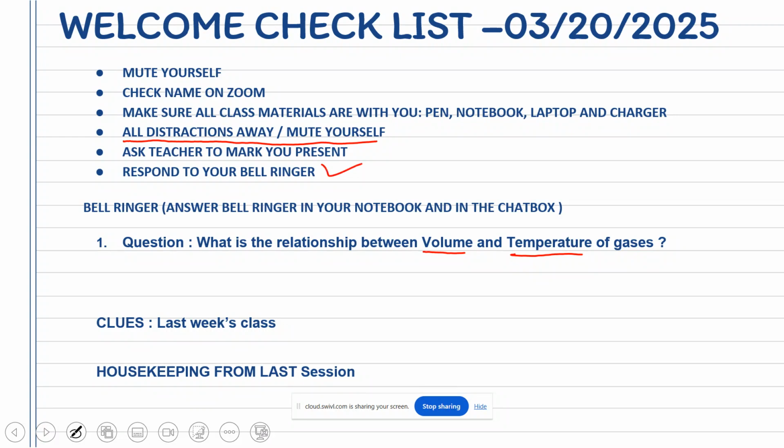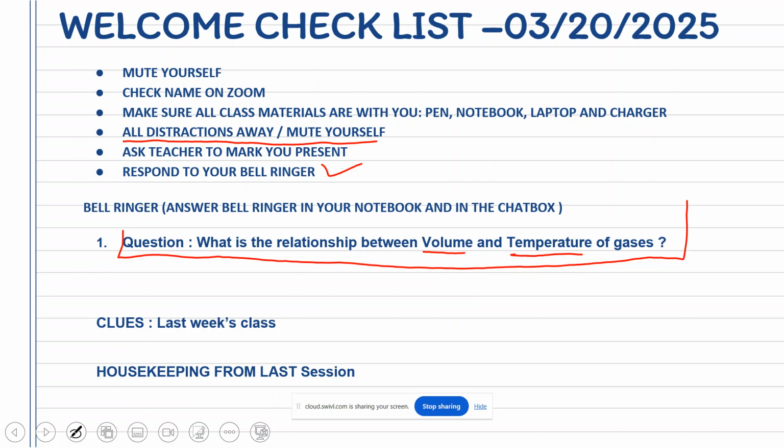And let's respond to our prompt. So I want to know what you think from all you've been doing from Beyond Labs. What is the relationship between volume and temperature of a gas? A prompt is going to show up and you're going to put your answer there. What do you think is the relationship between volume and temperature? So let's answer that.